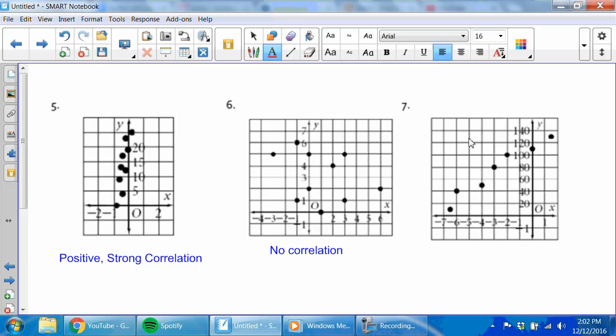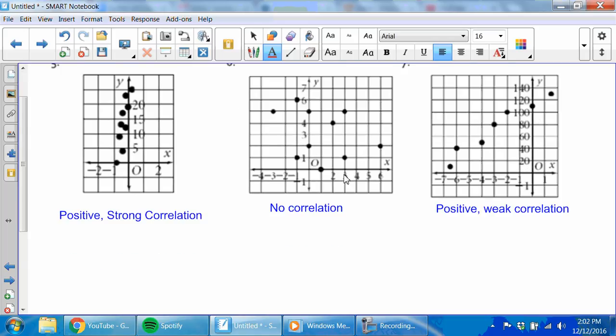It's kind of all over the place. Okay. In 7, they're a little more spread out. I wouldn't call this necessarily a weak correlation. It's definitely a positive correlation, but we could also call this, just for the sake of the video, a positive weak correlation because the dots are a little more spread out. I could understand if you also would put positive strong correlation.